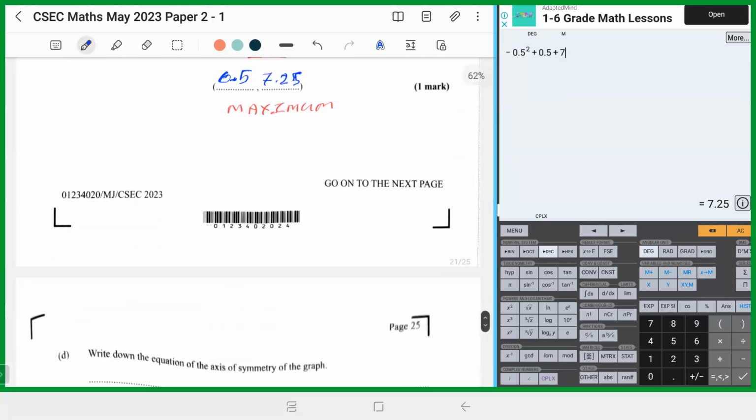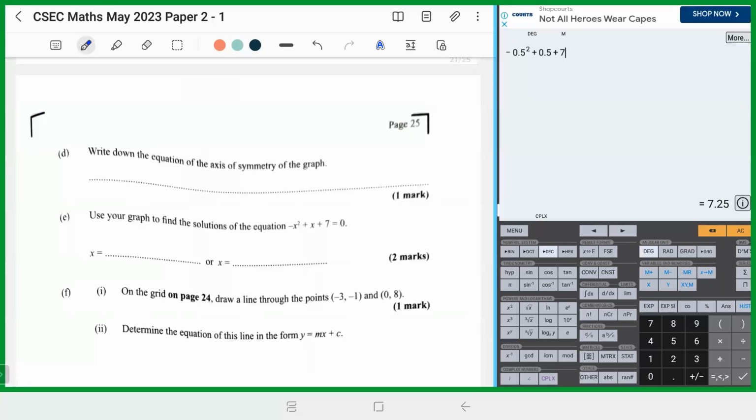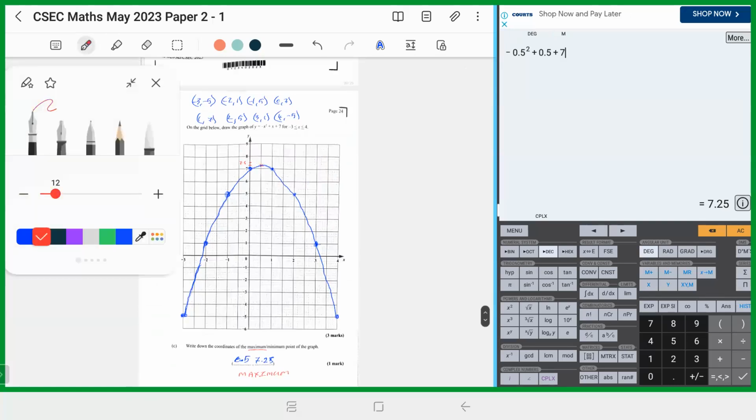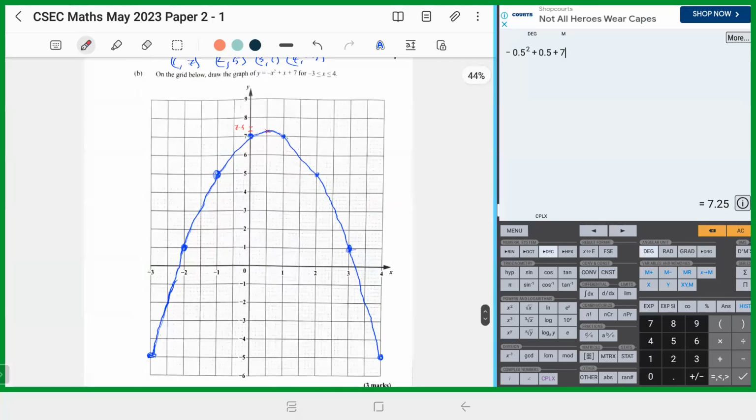All right. Next part says, write down the equation of the axis of symmetry. So the axis of symmetry is that vertical line that divides the graph in two halves. One half is the mirror image of the next. So the vertical line that passes through the apex point right down here. That is the axis of symmetry. Crossing the x-axis at 0.5 or half. So it's x equals 0.5, or x equals half, is the axis of symmetry.